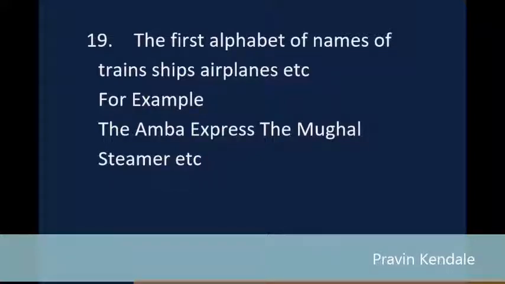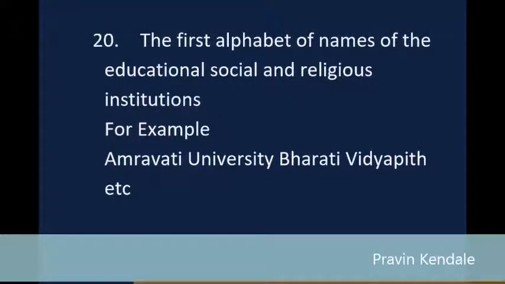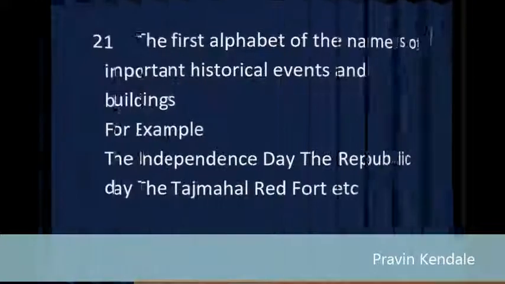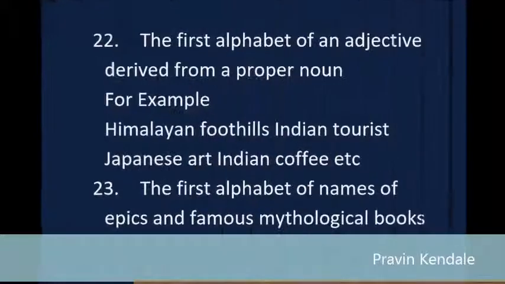20. The first alphabet of names of educational, social and religious institutions. For example, Amravati University, Bharati Vidyapith, etc. 21. The first alphabet of the names of important historical events and buildings. For example, the Independence Day, the Republic Day, the Taj Mahal, Red Fort, etc. 22. The first alphabet of an adjective derived from a proper noun. For example, Himalayan foothills, Indian tourist, Japanese art, Indian coffee, etc.